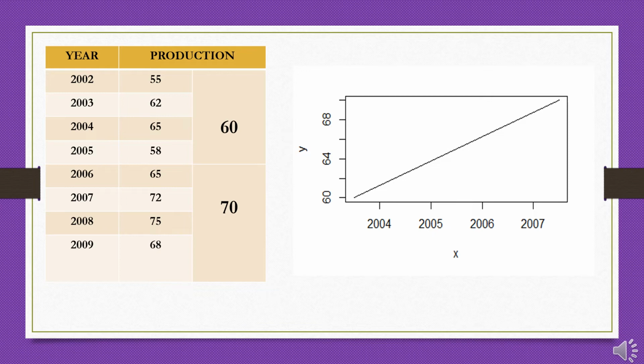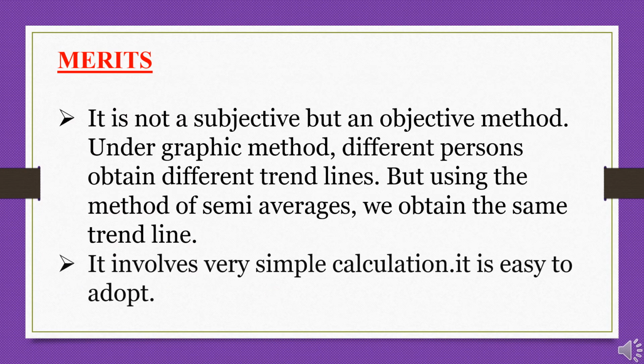So plot the points corresponding to 2003.5 as 60 and 70 is marked corresponding to the year 2007.5. Then draw a straight line through these two points. We get the trend line. Merits of semi-average method. It is not a subjective but an objective method. Under the graphical method, different persons may get different trend lines. The trend lines obtained by different persons using the method of semi-averages are one and the same.